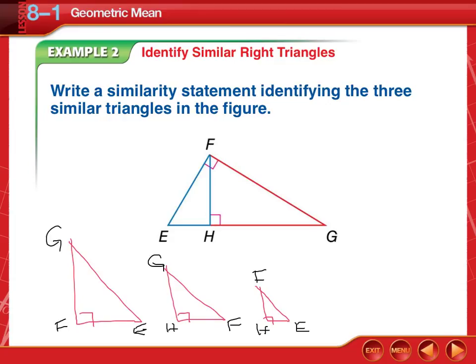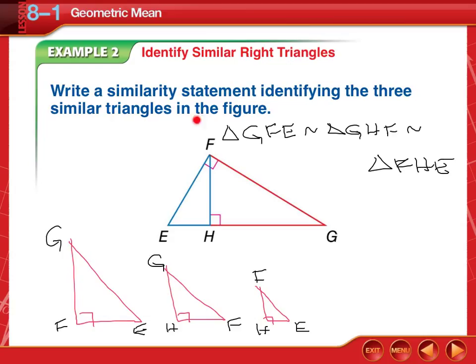So let's write a statement of similarity. I'm going to start with the large triangle, GFE. In this case, I put the right angle in the middle, is similar to GHF. That's the medium triangle, is similar to FHE.